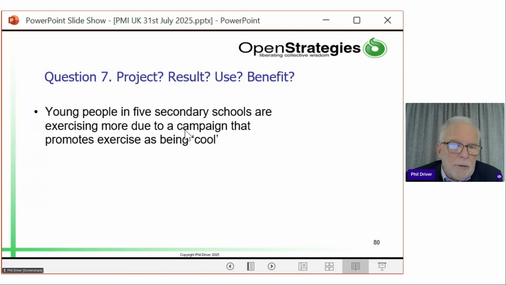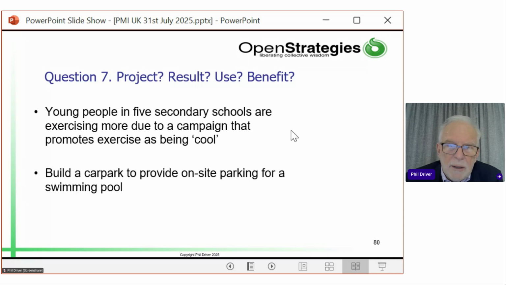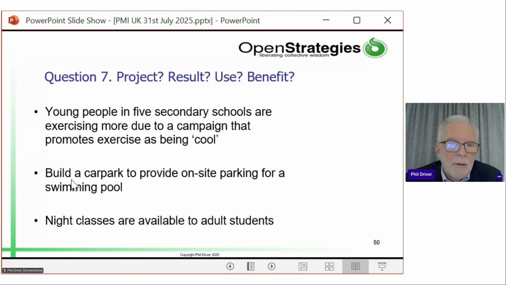So the key focus of this: young people are exercising, so that is very much a use. Build a car park. Anything with a word like build in it is a project. Night classes are available.